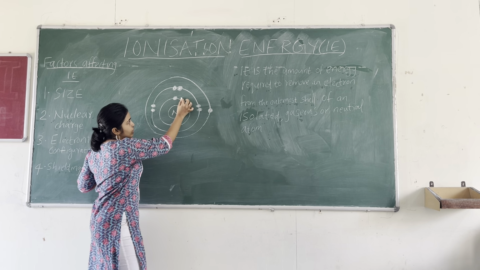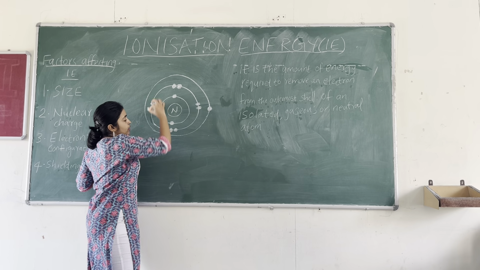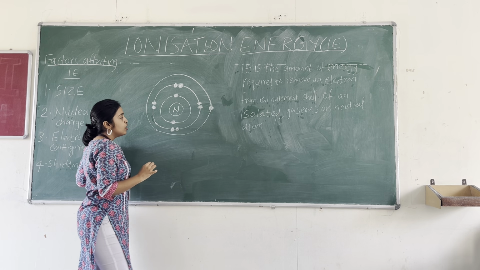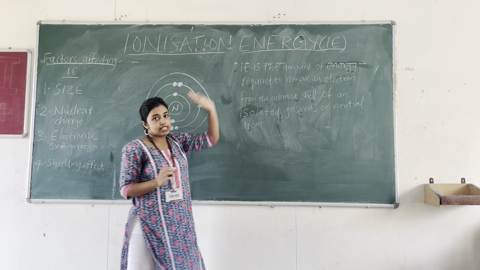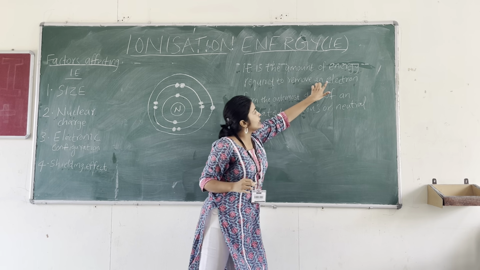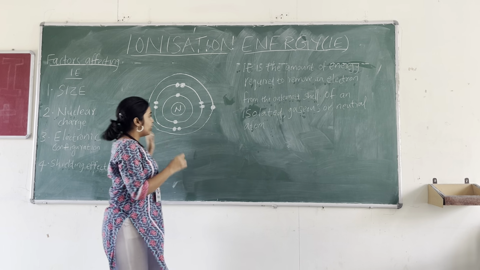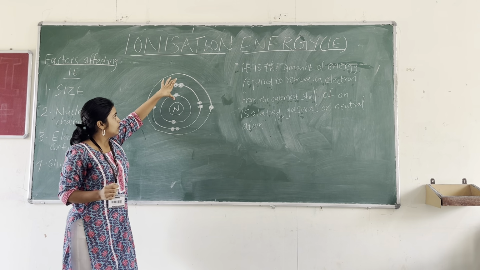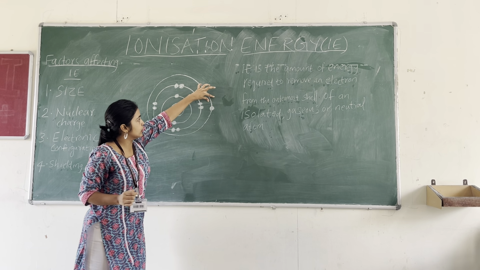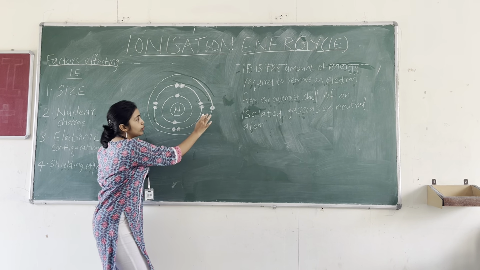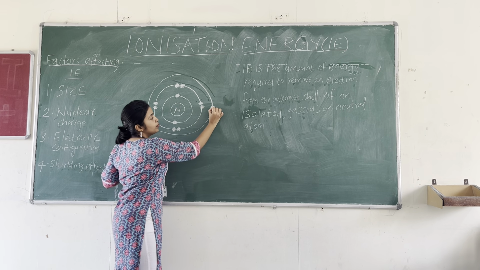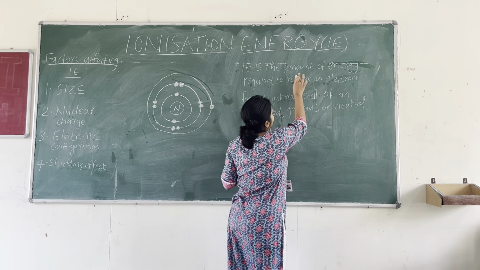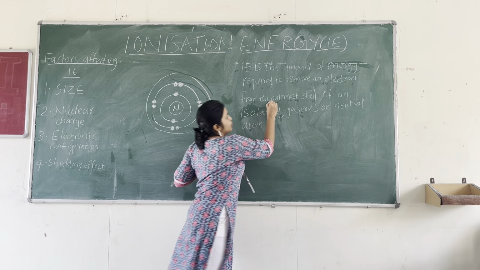Around the nucleus there are different shells. First shell, second shell, third shell. And in all these shells a variety of numbers of electrons are present. So ionization energy is an energy for what? To remove an electron from the outermost shell. In this atom, it is having only three shells. So this is the first, second and third. This is the outermost shell. In the outermost shell there is only one electron. So we have to remove this particular electron. For that we need that energy. So this is the energy required to remove an electron from the outermost shell.